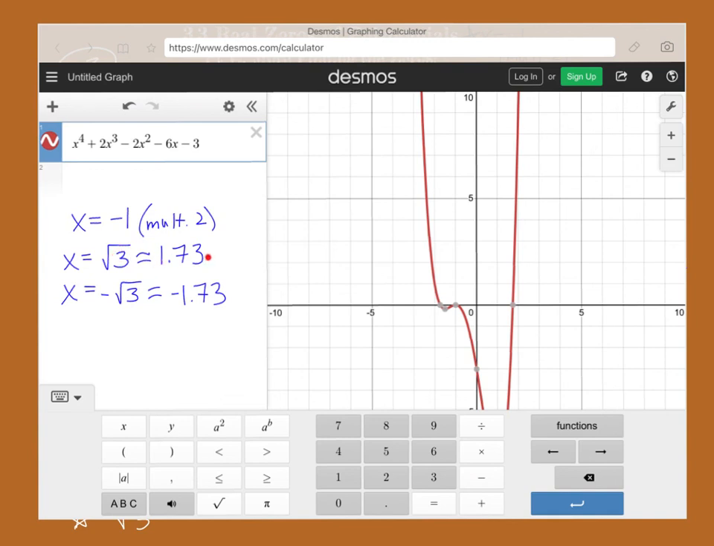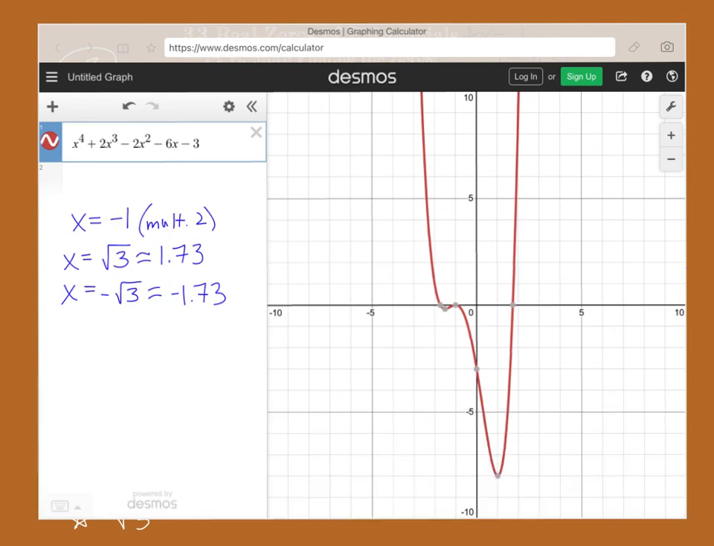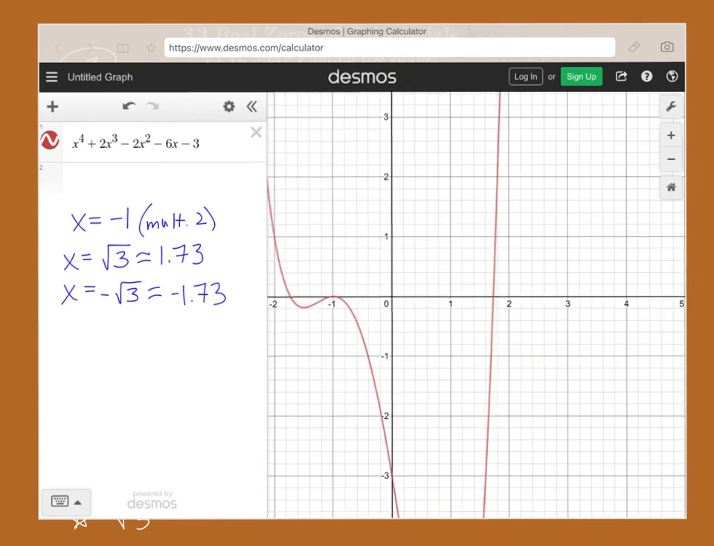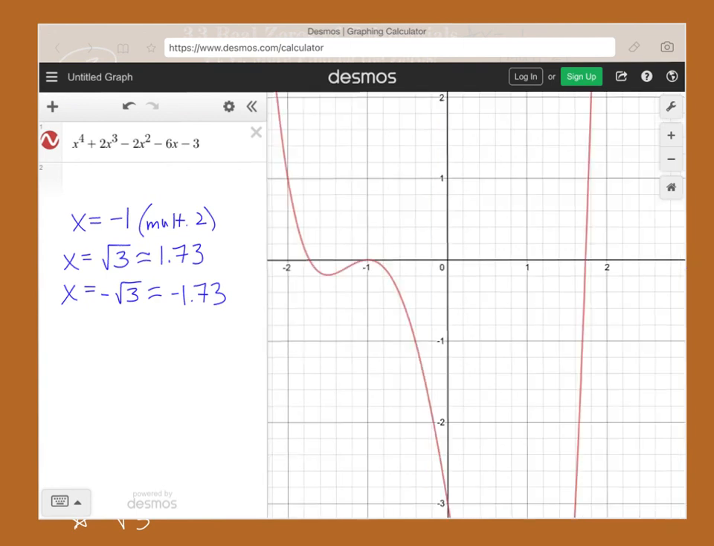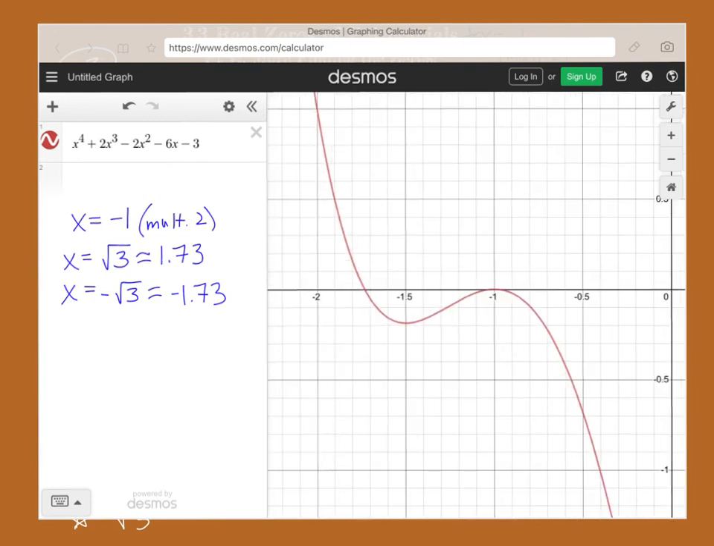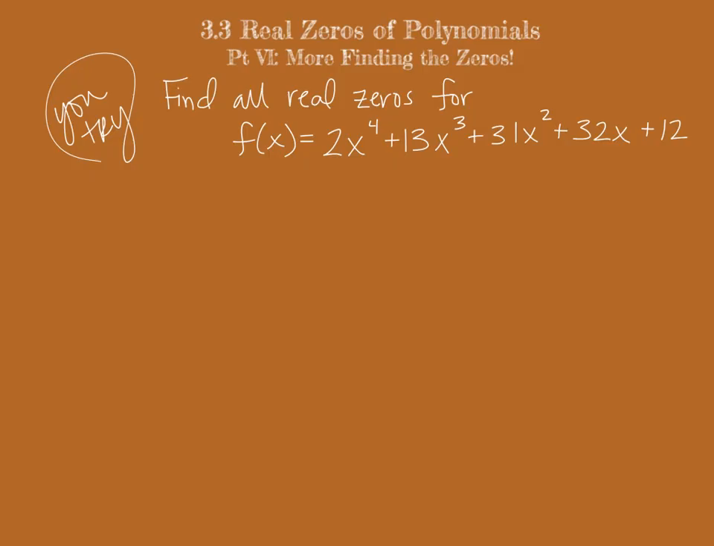And then he said we would have either 1 or 3 negative real roots. Here's 2 of them, and here's the third. So we can take a look more onto our graph and see our positive real root is root 3, 1.73. Then our negative real roots are over here. We have negative 1, and it has a multiplicity of 2, since it bounces back. And then this is negative root 3, or negative 1.73, and it has a multiplicity of 1.